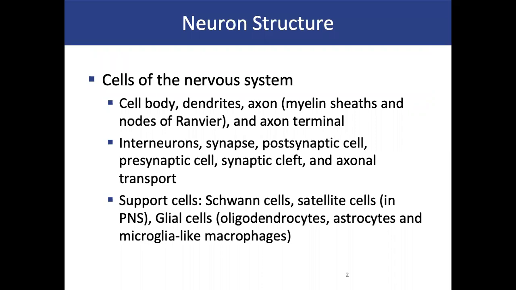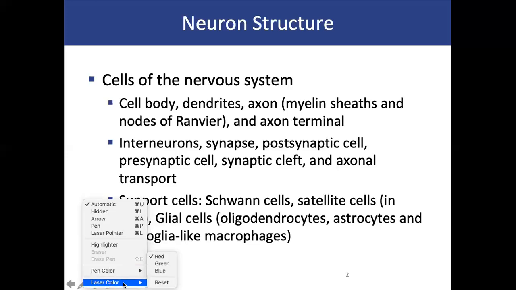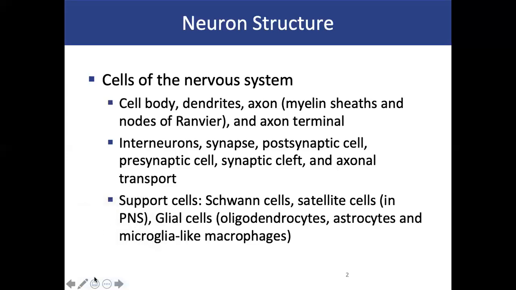All right, so cells of the nervous system are typically the cell body, the dendrites. Let me get the laser pointer for you guys. We'll do green. Okay, so the dendrites get the signal from other nerves, then the impulse goes to the cell body, then the axon, and an axon terminal region.